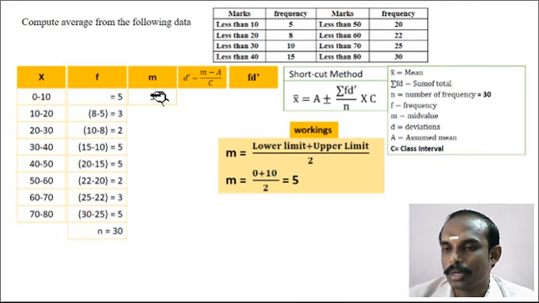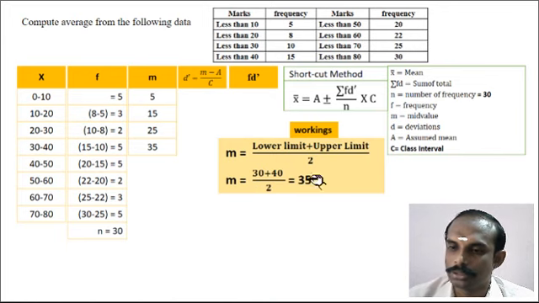Next the midpoint: lower limit plus upper limit divided by 2. For 0 to 10, 0 plus 10 divided by 2 is 5. For 10 to 20, 10 plus 20 divided by 2 is 15. For 20 to 30, 20 plus 30 divided by 2 is 25. For 30 to 40, 30 plus 40 divided by 2 is 35.